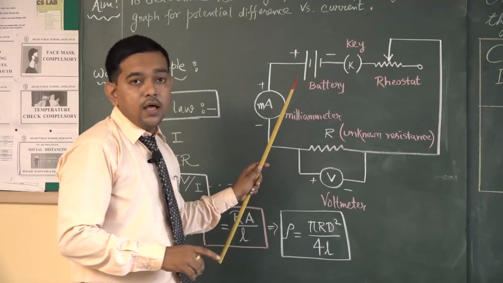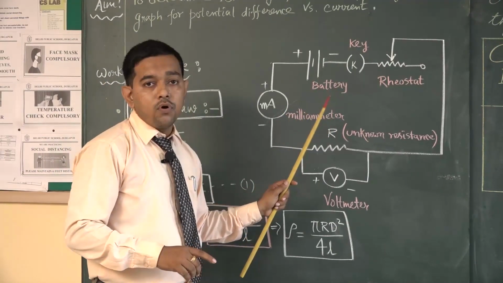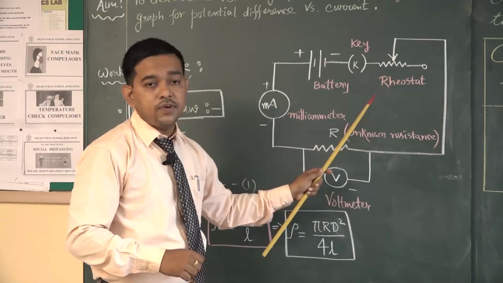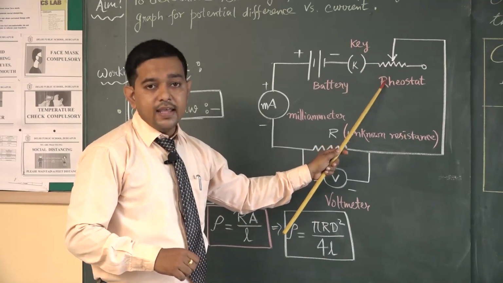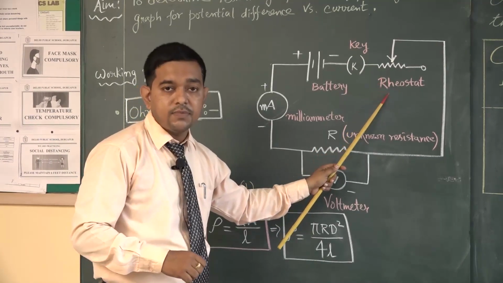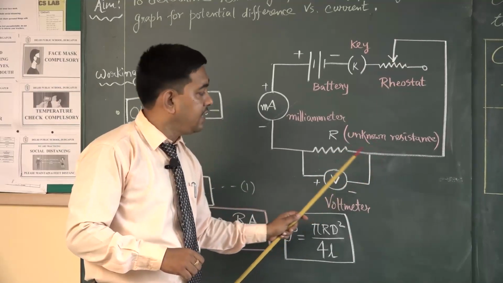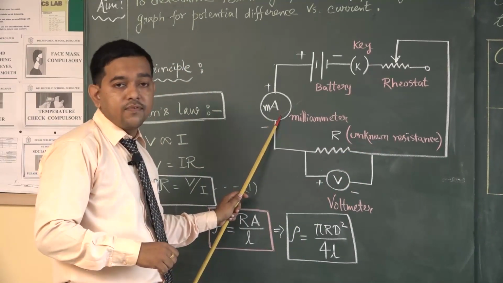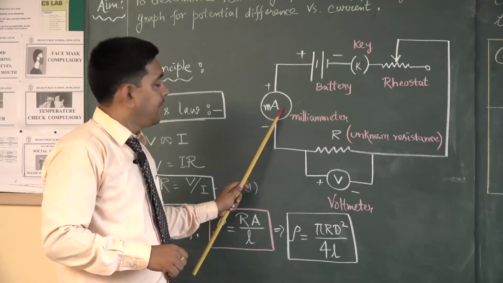So what is our job here? We will take 4 to 5 observations. In each observation, we will vary the rheostat just to vary the resistance of the circuit and hence to vary the total current. That variation of current can be seen from this particular milliammeter.